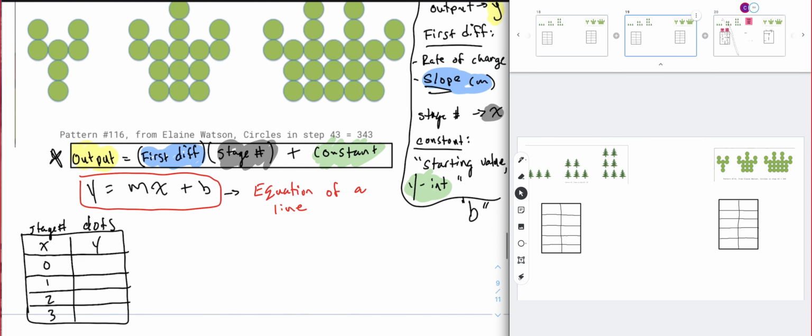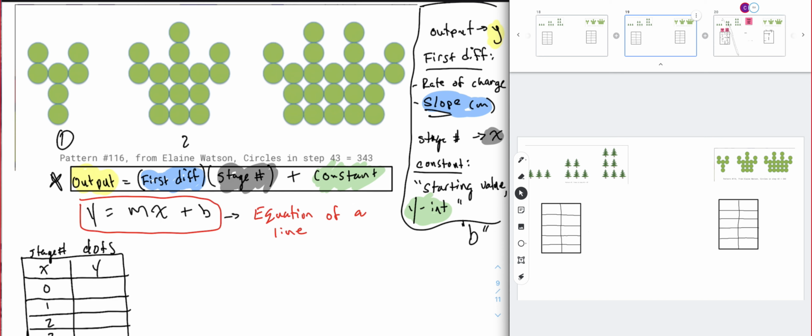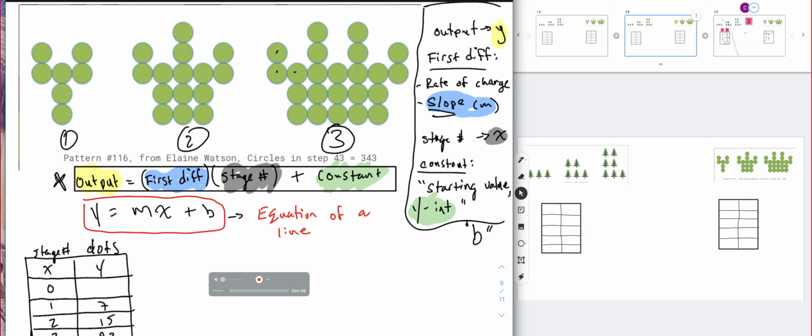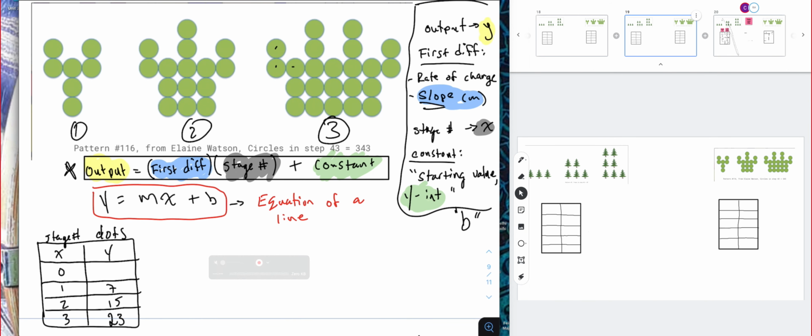Okay, in stage 1, if I were to count all these up, I'm going to see that there are 7 there in stage 1. In stage 2, I'm going to see that there's 15. And then in stage 3, I'm going to see that there's 23. If you were to count all these. Okay? You guys can't see. Okay.